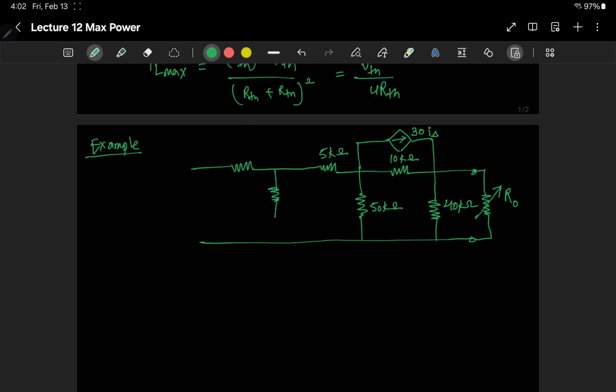The resistance here is 20 kilo ohms, and this current source is dependent on the current across here, which is I delta. This is the 2 kilo ohm, and we have a voltage source of 40 volts. So this is the circuit given, and we are to find the value of R naught and the maximum power.